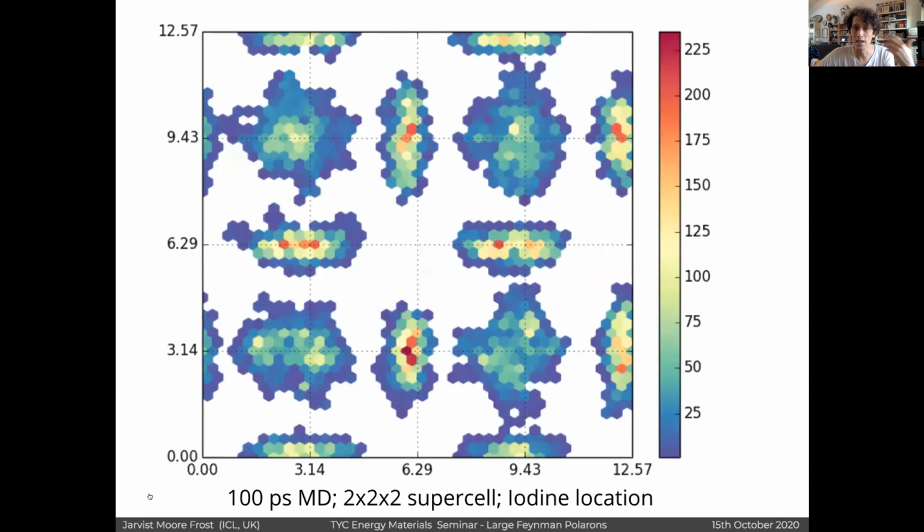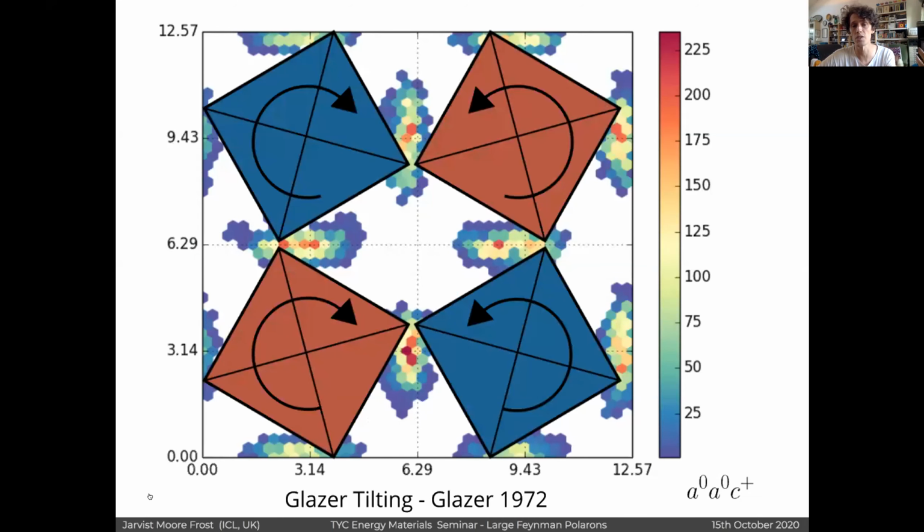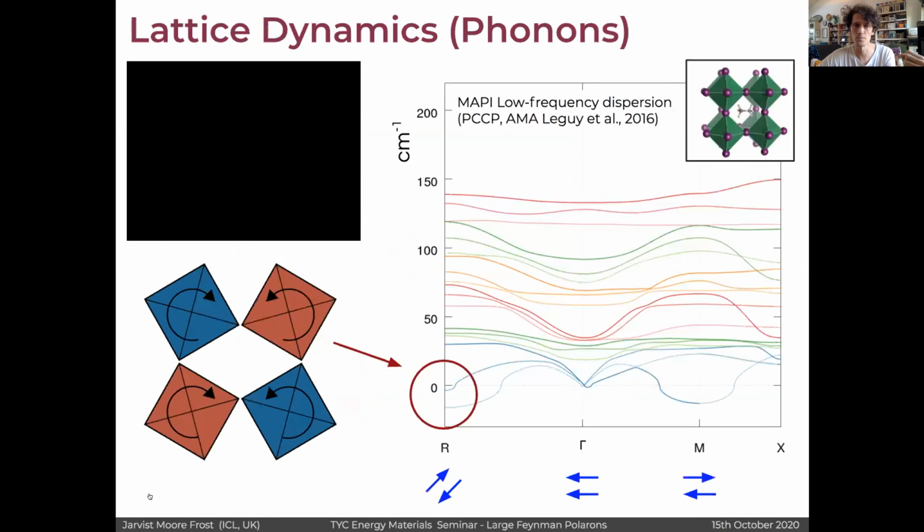And if you try and analyze some of these outputs from the MD, so this is now just plotting the iodine locations within a 2x2 supercell, projecting them onto the plane, you can understand what's going on with these 1970s theories of perovskites. So you can think of the material distorting in terms of layer tilting. There's a lot of additional processes going on. So it's a very soft, continuously rearranging and distorting material.